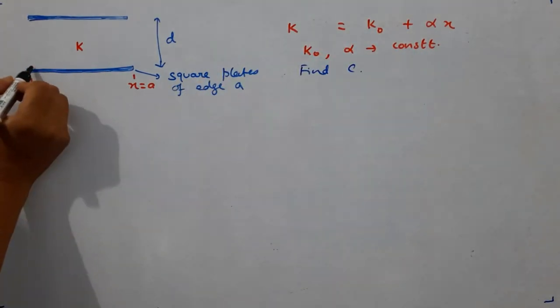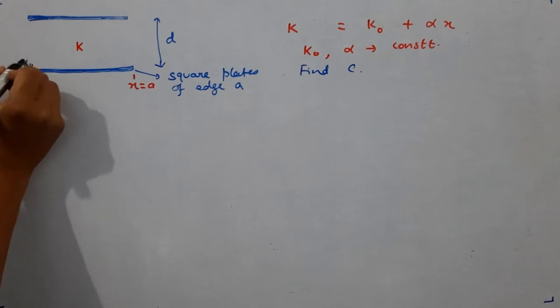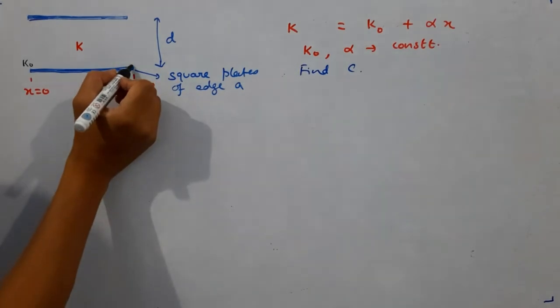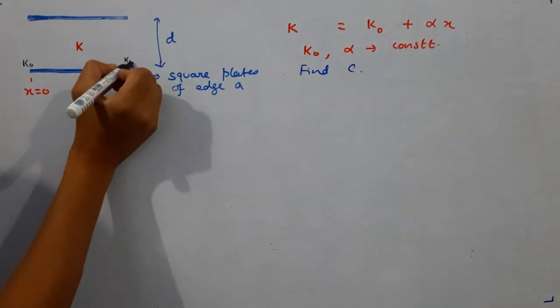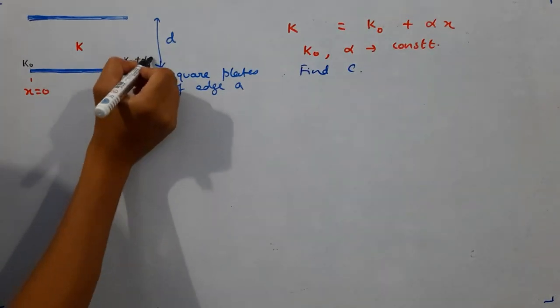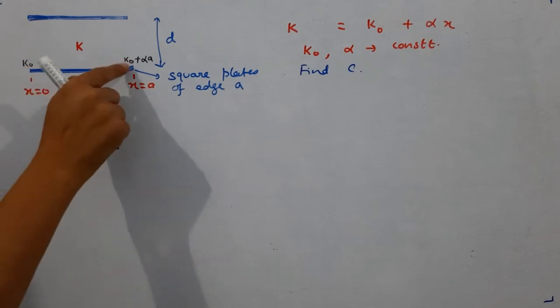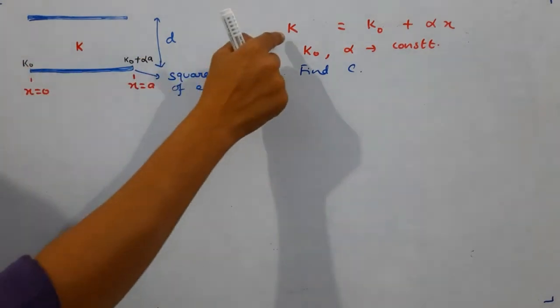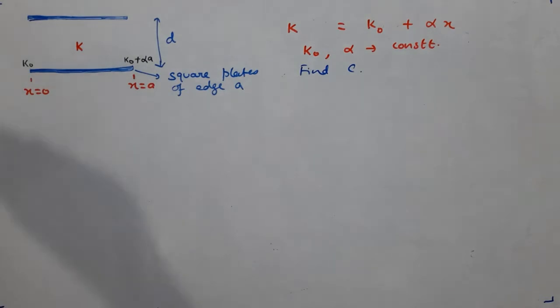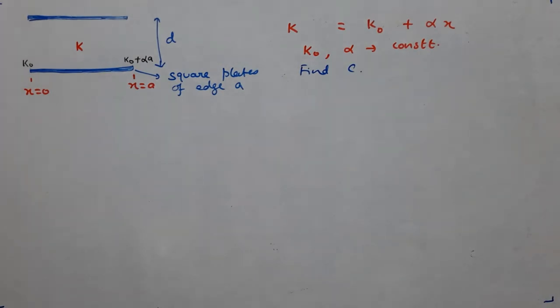So here it is k naught because x is 0. And at the other end it increases to k naught plus alpha times x, where x is a. So the value of k is increasing gradually from k naught to k naught plus alpha a. And how does it increase? It increases according to this relation. If this be the gradation in the value of k, then we have to find the net capacitance.